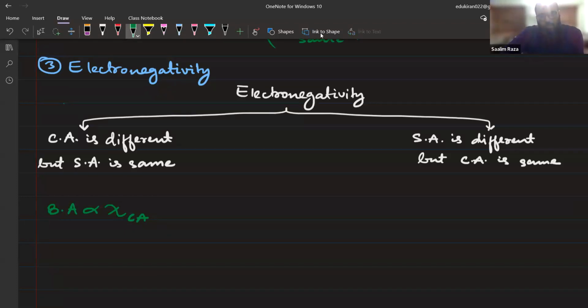And here, when we have surrounding atom different, but central atom is same, the bond angle will be determined by the surrounding atom, because those are only different. Whatever is different, that is going to have any effect. It is inversely proportional to the electronegativity of surrounding atom.